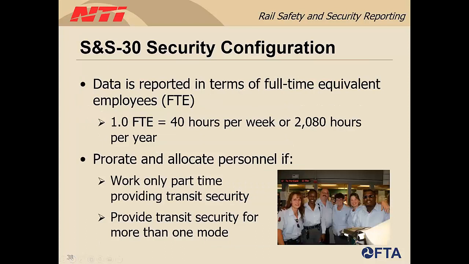The number of personnel is reported in full-time equivalent hours. So 1 full-time equivalent equals 1 person working a 40-hour week or 2,080 hours per year. You'll prorate the number of personnel if the person works only part-time providing transit security or they provide security for more than one mode.